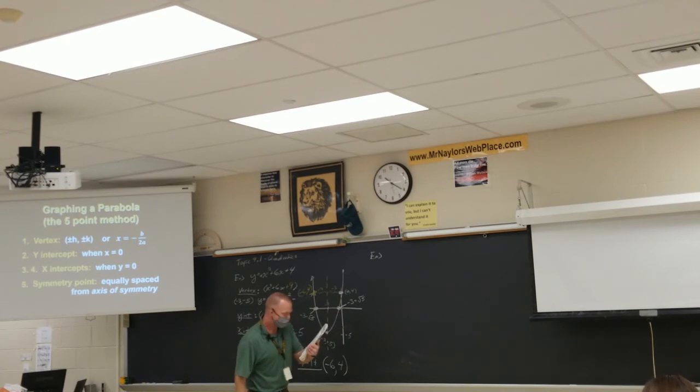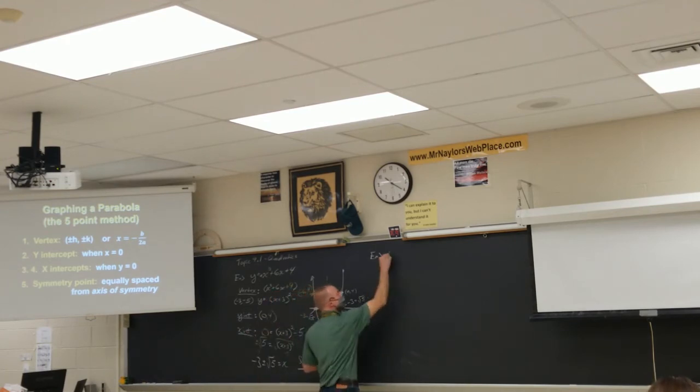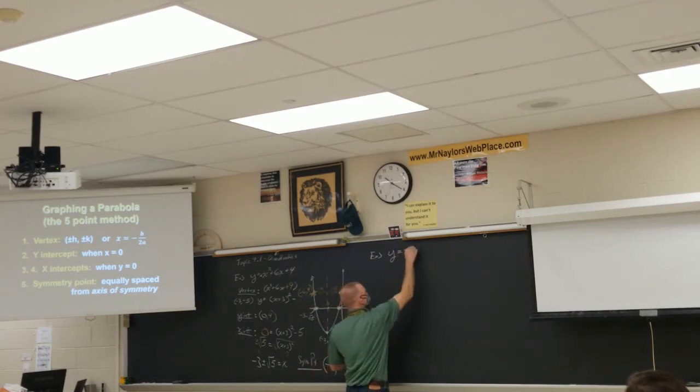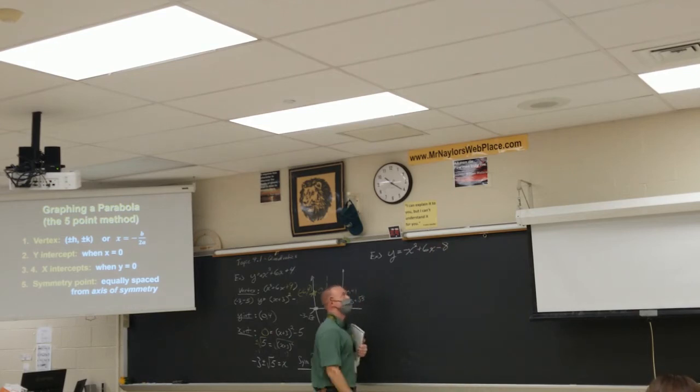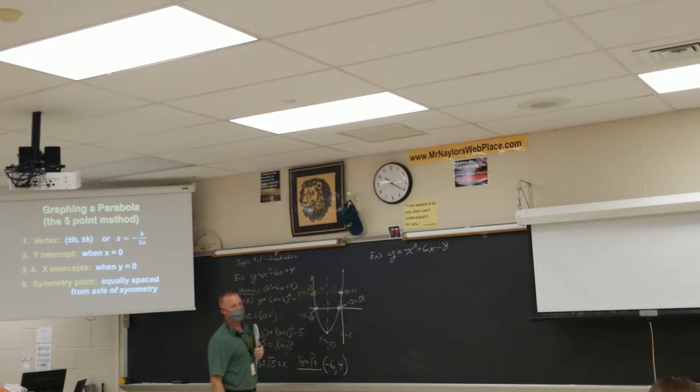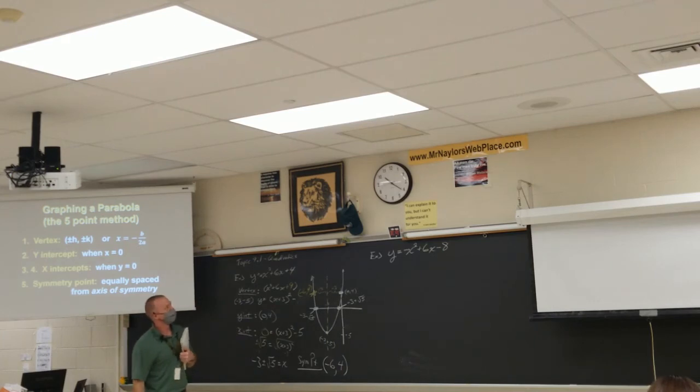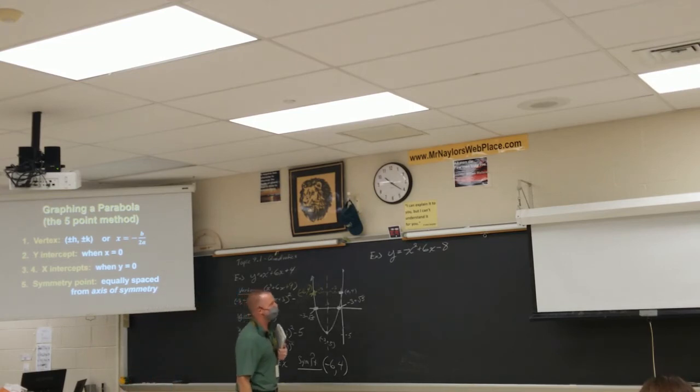Let me give you one that I want you to try, but I want to direct you in just one way before you run the rest of the way. So -x squared plus 6x minus 8. I just want to direct you a little bit with the vertex.